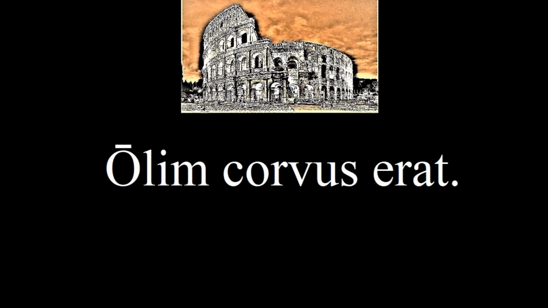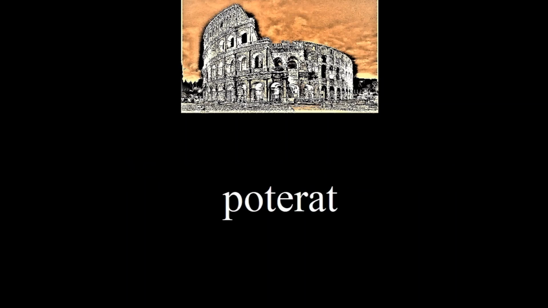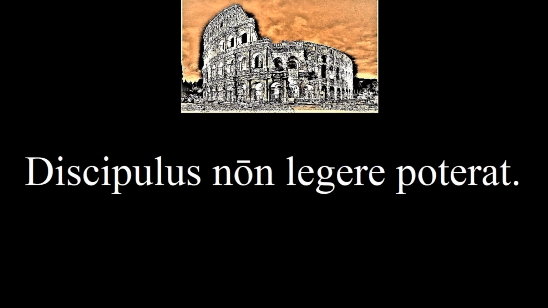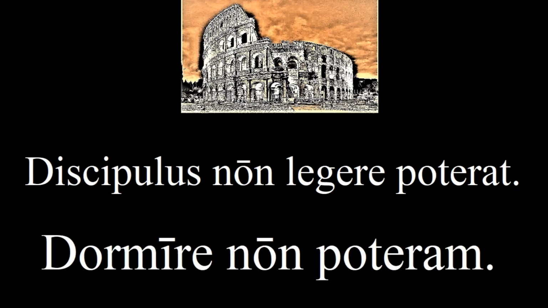And as a reminder, when we say what we can do, or have the potential to do, we add pot to the appropriate conjugation of the Latin for to be. So he or she could would be poterat. So this sentence means, discipulus non legere poterat. The male student wasn't able to read. And try to say, I could not sleep. Dormire non poteram.